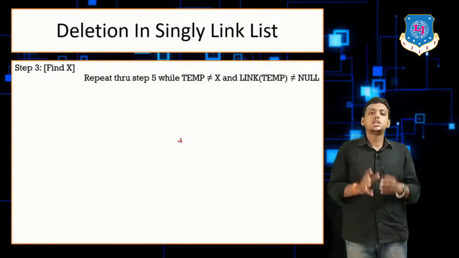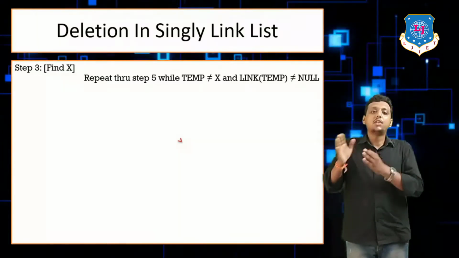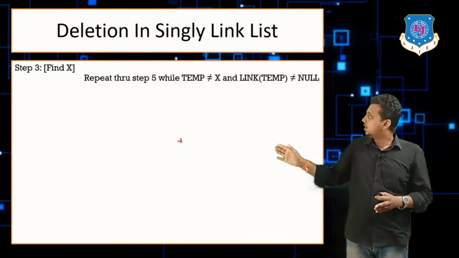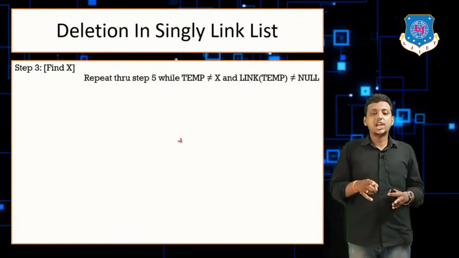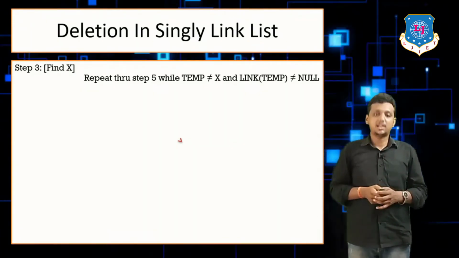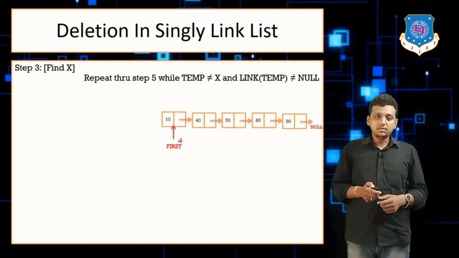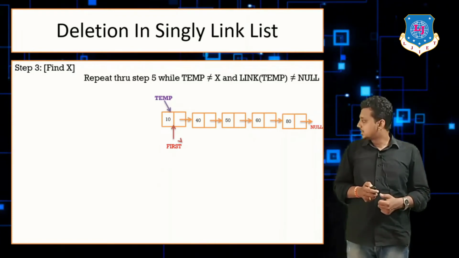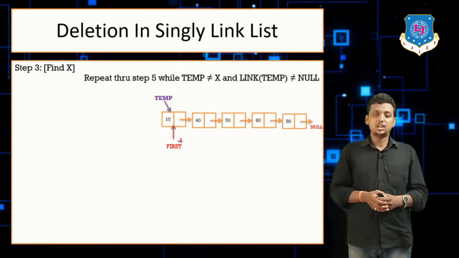So what we need to do is repeat our while loop until the link of temp is not equal to null, and also check that temp is not equal to x. Both conditions must be true. So let's begin the search for x. See, the temporary pointer is there.